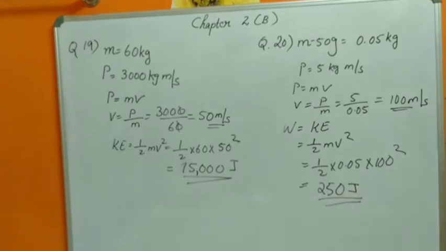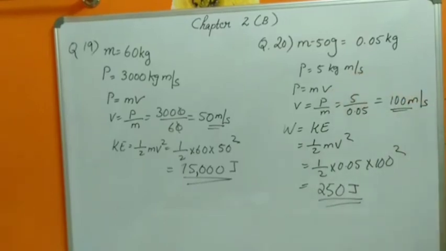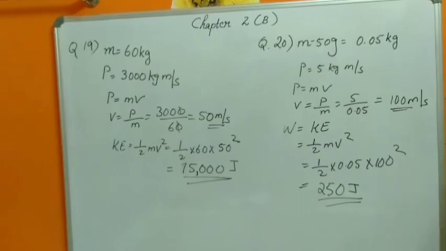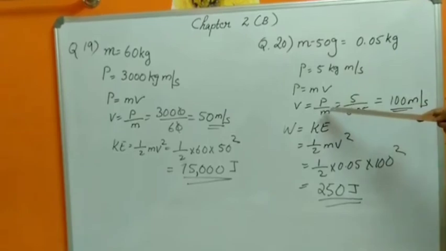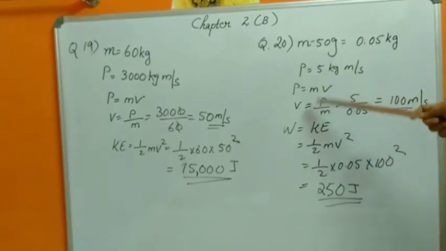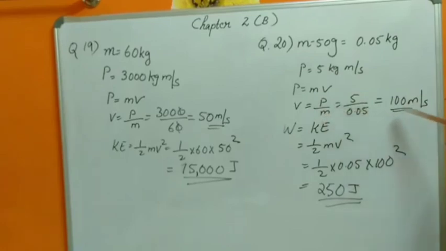Question number 20. How much work is needed to be done on a ball of mass 50 gram? Mass of the ball is 50 gram, that is converting to SI unit 0.05 kilogram, to give a momentum of 5 kilogram meter per second. Momentum of the body is given 5 kilogram meter per second. You are asked to calculate how much work is done. Work done. So how will you calculate work? Always keep in mind work and energy are same. If the mass and momentum are given, we can calculate velocity using P is equal to mv. That is velocity is equal to momentum by mass, we will get the velocity.